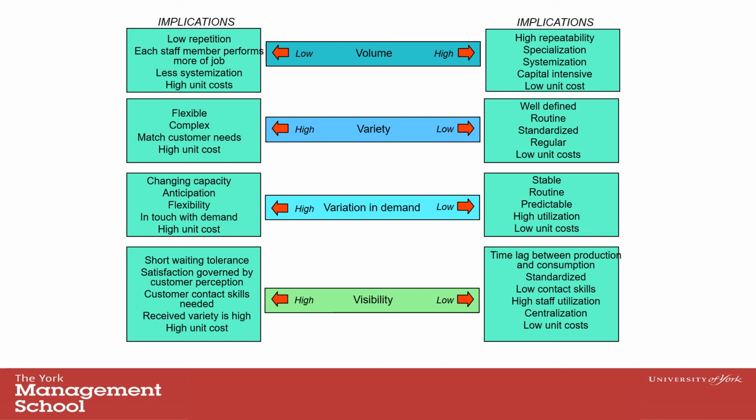So these are the implications of where you stand on the volume, variety, variation, and visibility spectrums, as well as whether you can get away with low unit costs and high mass production, or whether you have to be more specialised, in which case you have what we call bespoke production of one-off items, and of course all the areas in between.